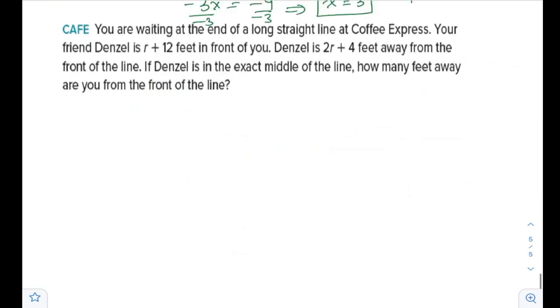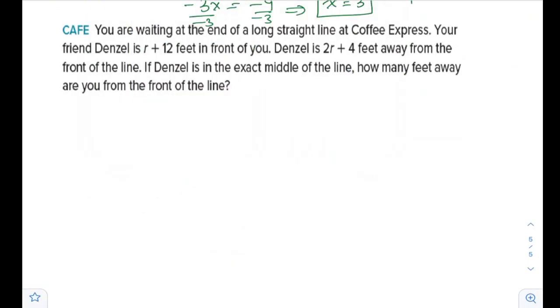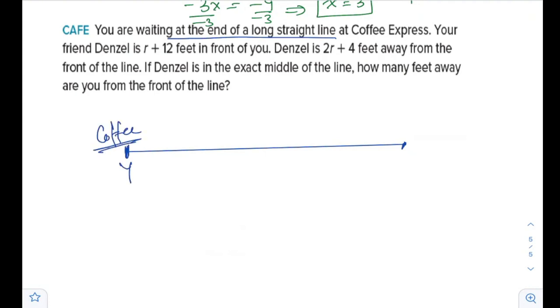Another question. You are waiting at the end of a long straight line. So we have here a straight line, a long one. You are waiting at the end at a coffee express. This is you at the coffee express shop. Your friend Denzel D is R plus 12 feet in front of you. So here the distance is R plus 12 feet.